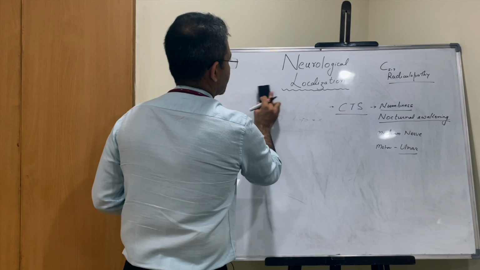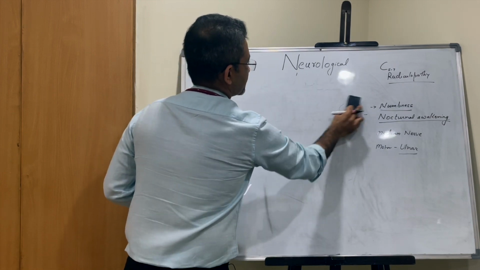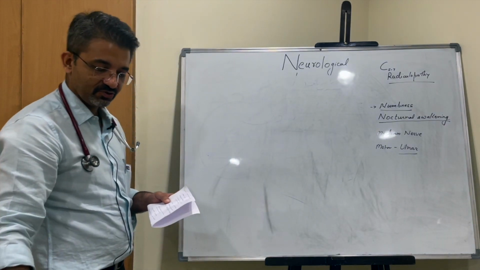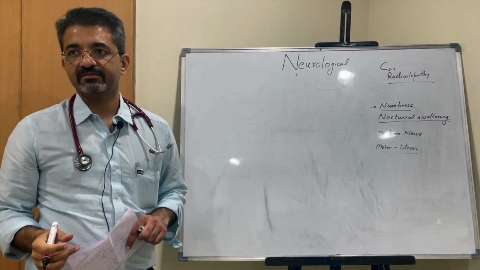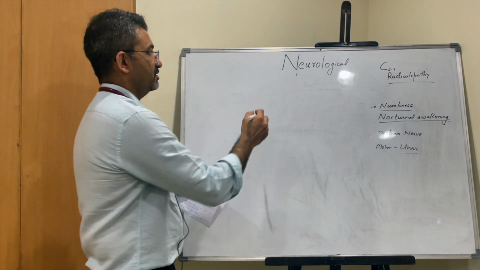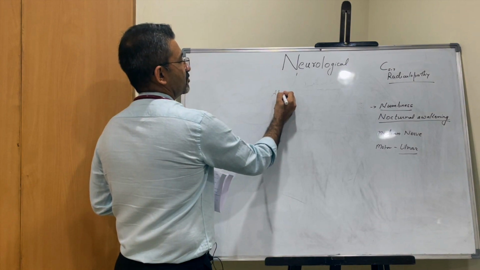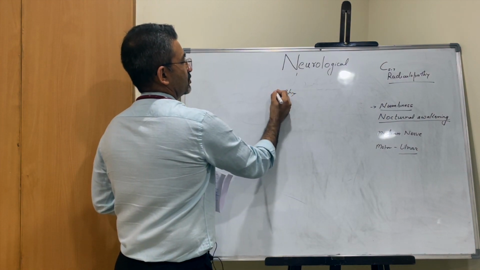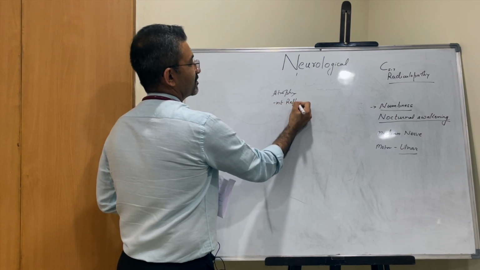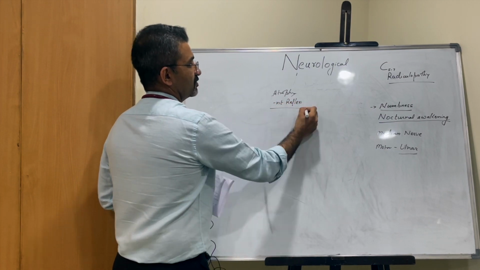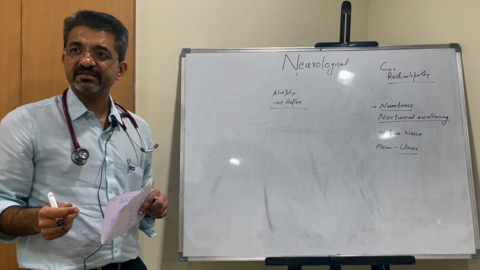Suppose this patient comes to you with shooting pains in both legs. He has atrophy and absent reflexes, but he has shooting pain in both. Can it happen with a disc?